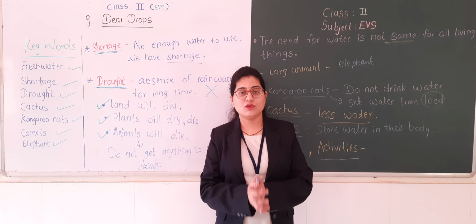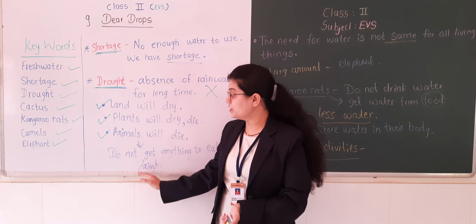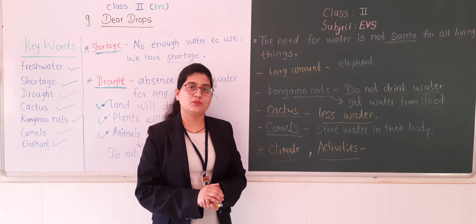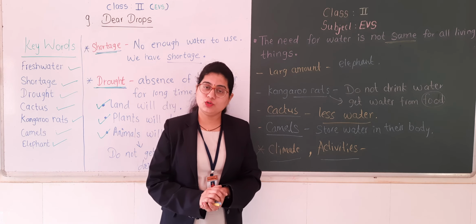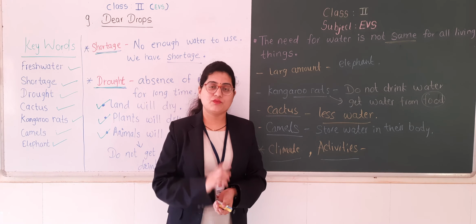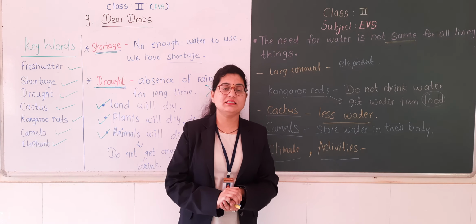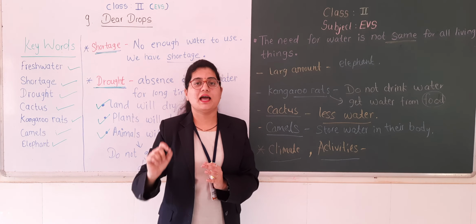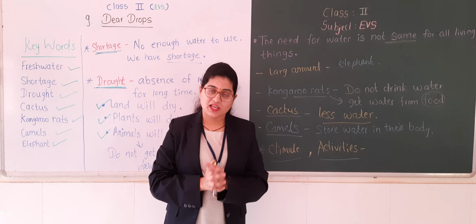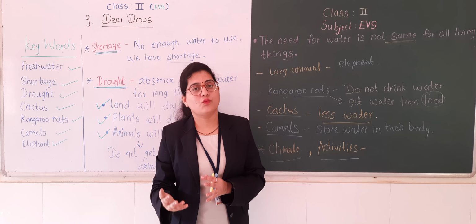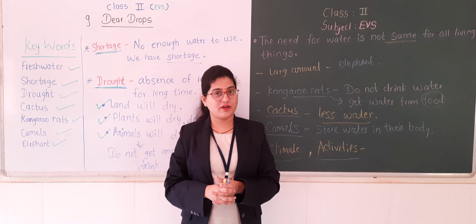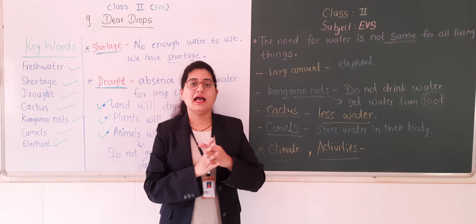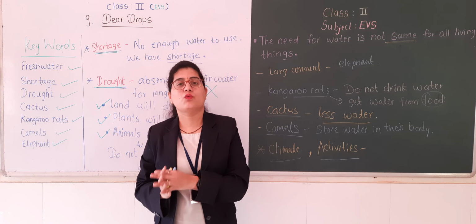Understood? So you have to write this down in your notebook. If you have taken it out, you can ask. And one more activity you have to do: write down what uses we have of water and how we can save water. You have to write uses of water and ways to save water.